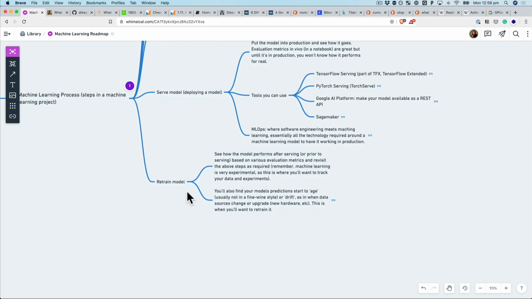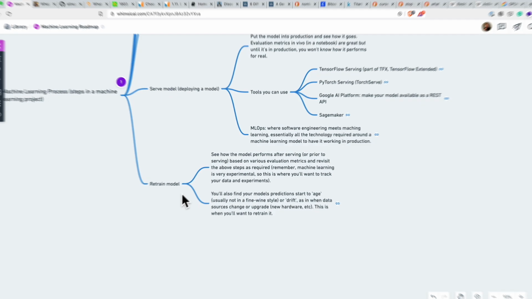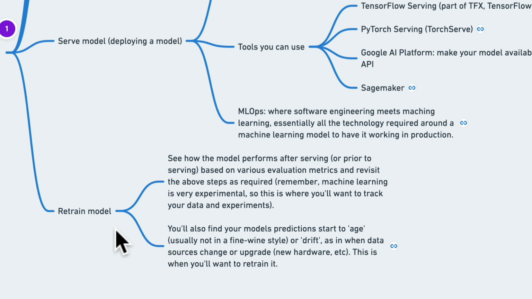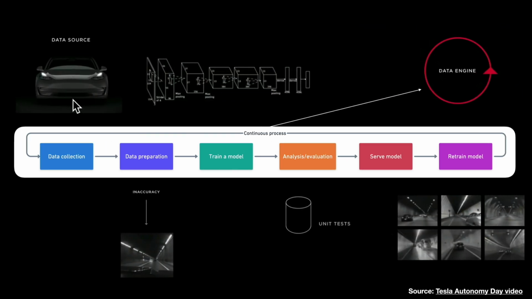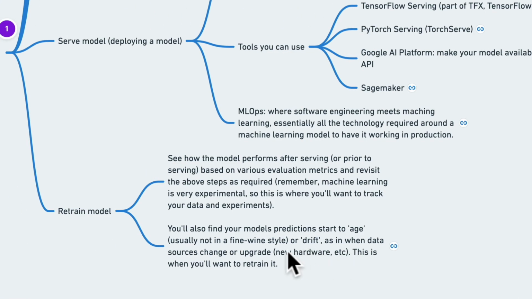And then finally, retraining a model. Once your model is deployed, if you find that your model's predictions start to age, not like a fine wine, or drift, that means that the data sources your model is making predictions on have usually changed. So they might have new hardware. In the case of the Tesla car example, what if the cameras got an upgrade and suddenly your machine learning model that was trained on lower resolution photos doesn't work as well on higher resolution photos from the new cameras? That's when you'll want to retrain your model.